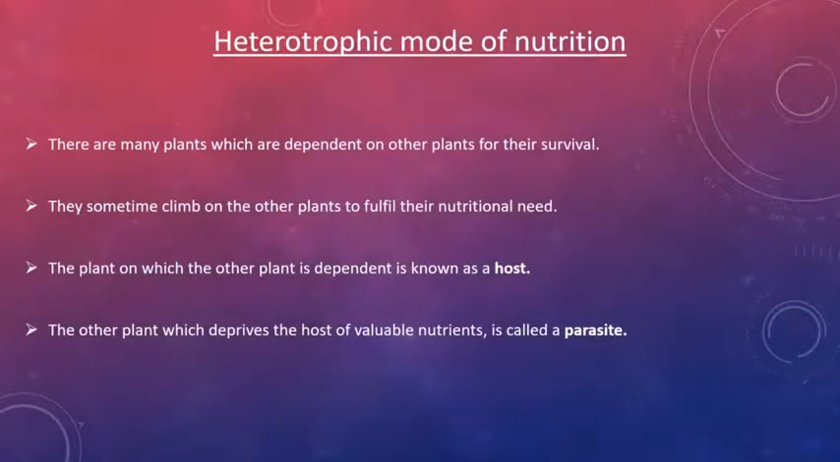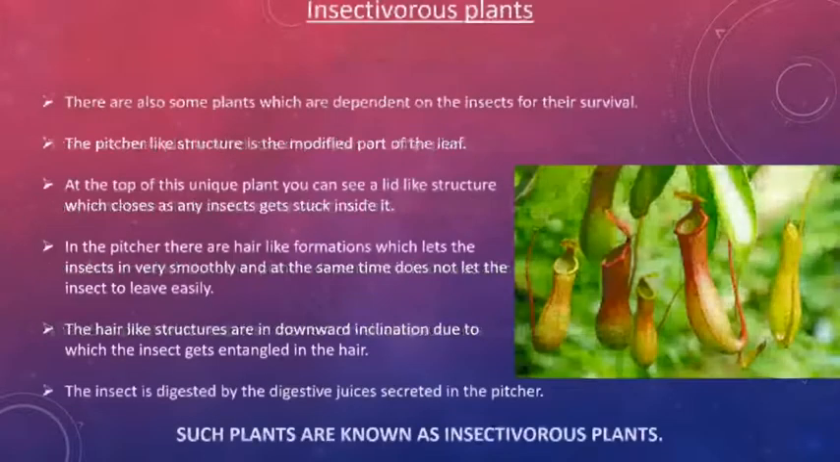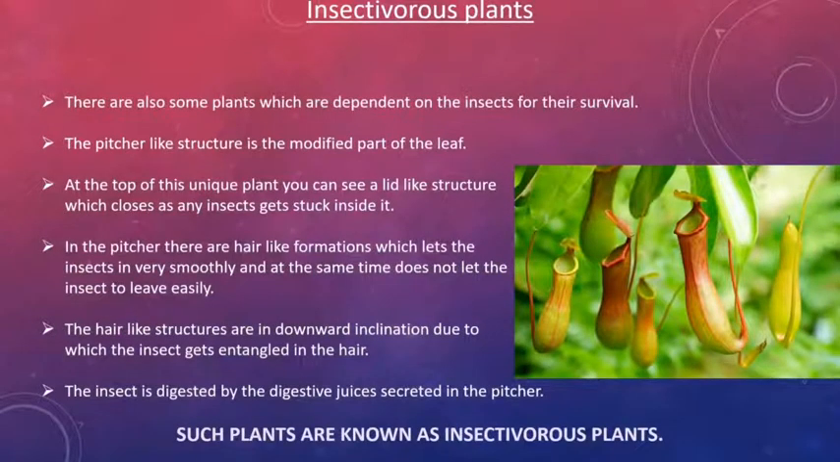There are many plants which are dependent on other plants for their survival. They sometimes climb on other plants to fulfill their nutritional need. The plant on which another plant is dependent is known as a host, and the other plant which deprives the host of valuable nutrients is called a parasite. There are also some plants which are dependent on insects for their survival.